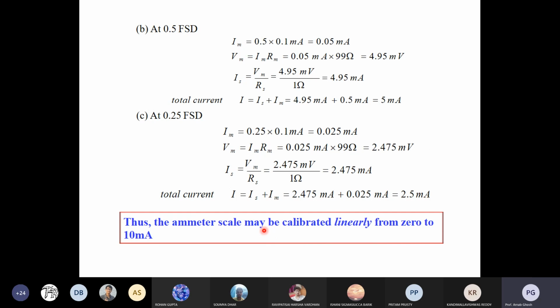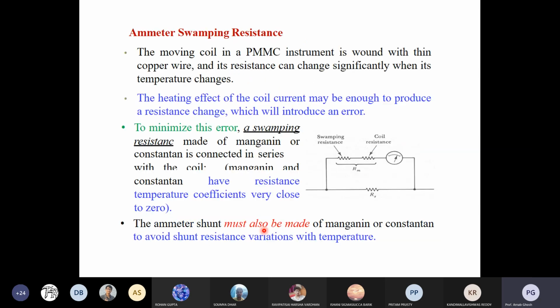So from there you can easily identify what kind of instrument it is, whether it is a PMMC instrument or an MI instrument, from the identification point of view. I think you are getting my point. Then I discussed swamping resistance. That portion has also been discussed.